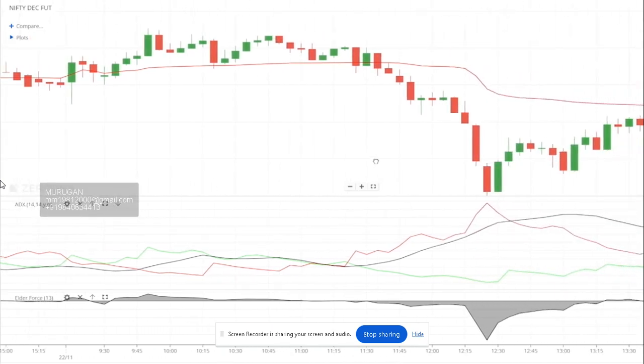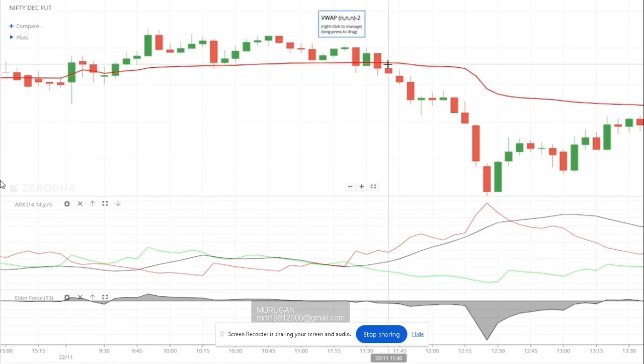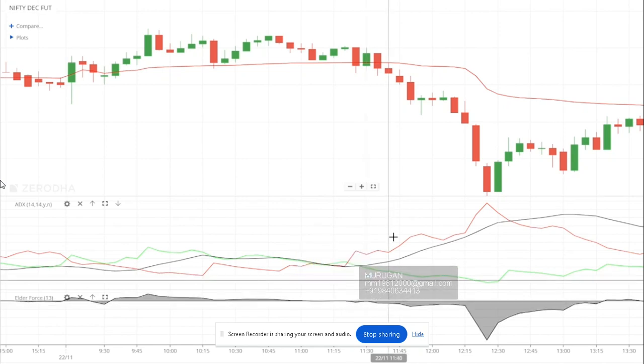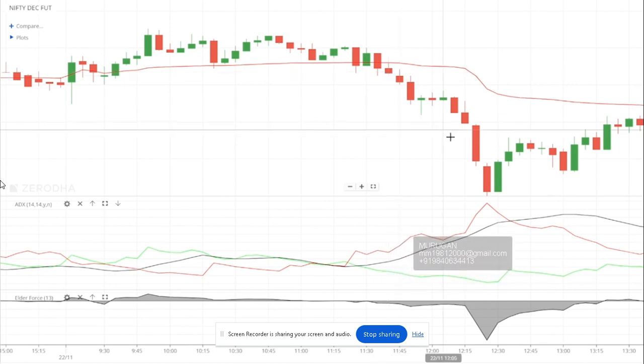Then again you come somewhere here, which is on 22nd of November, the picture is very, very clear. You can see the red line is above the green line. So market is bearish. So bullish or bearish first, and only then the confirmation. First confirmation, it is below the VWAP. Second confirmation, average directional index is in the upward trajectory. Third confirmation is the spike down in the Elder Force Index. So that means somewhere here you should have bought a put option. If you have bought a put option, you see the market fell.